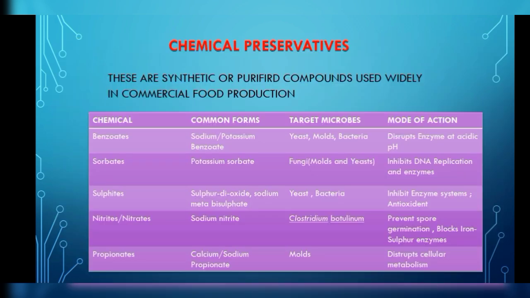Next is chemical preservatives. These are widely used in commercial production because they are effective, predictable, and economical. Starts with benzoate. It is effective in acidic foods, inhibiting yeast, mold and some bacteria. Then nitrites and nitrates. They are used in cured meats to prevent Clostridium botulinum toxin production. Sulfur dioxide. It is used in juices, dry fruits and wines. Propionates. They prevent mold growth in bread.